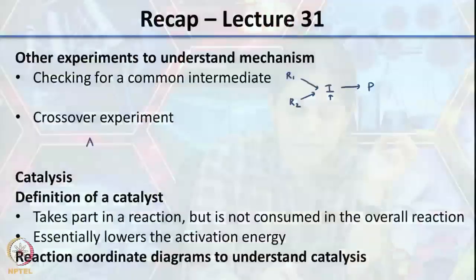If you assume that both form the same intermediate, you can, based on the product formed, say that this is the intermediate that is formed. And we had looked at two examples as to how this method is used to determine the mechanism. The other experiment we had seen is a crossover experiment. This is usually used for rearrangement reactions, and in this, again you take two reactants, but these are taken together.